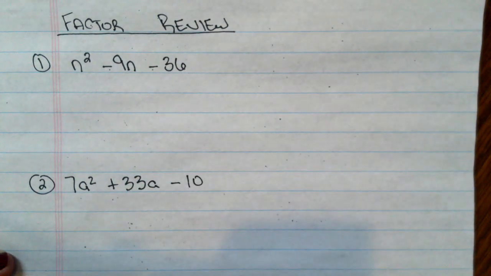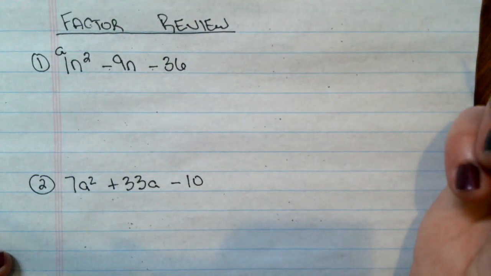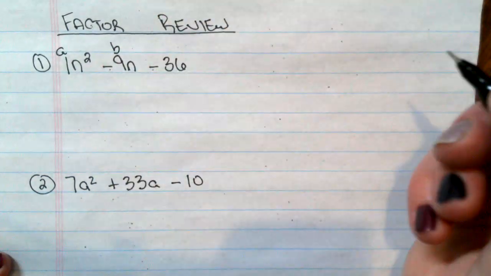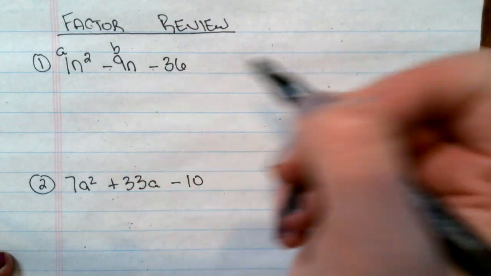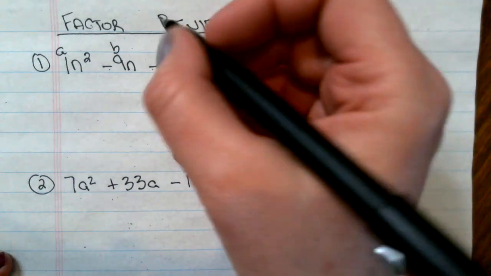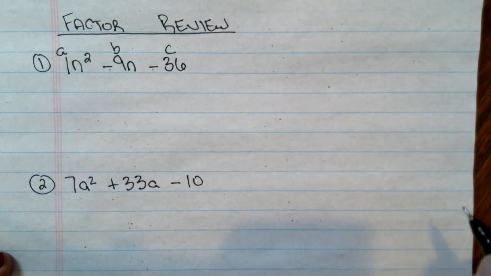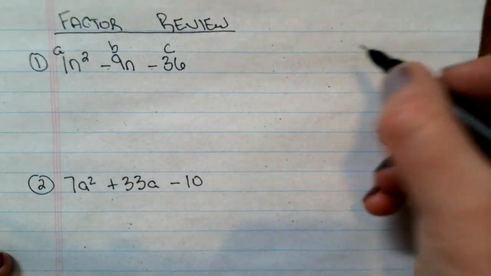So I need to factor this trinomial. Please recall that A is 1 in this case. It's the coefficient of your squared term. B is -9. It's the coefficient of your middle or linear term. And C is -36. It is your constant term.